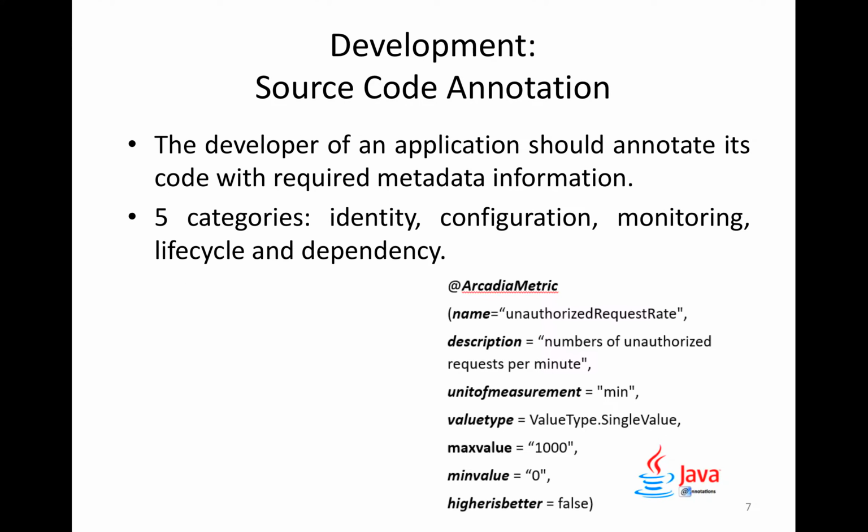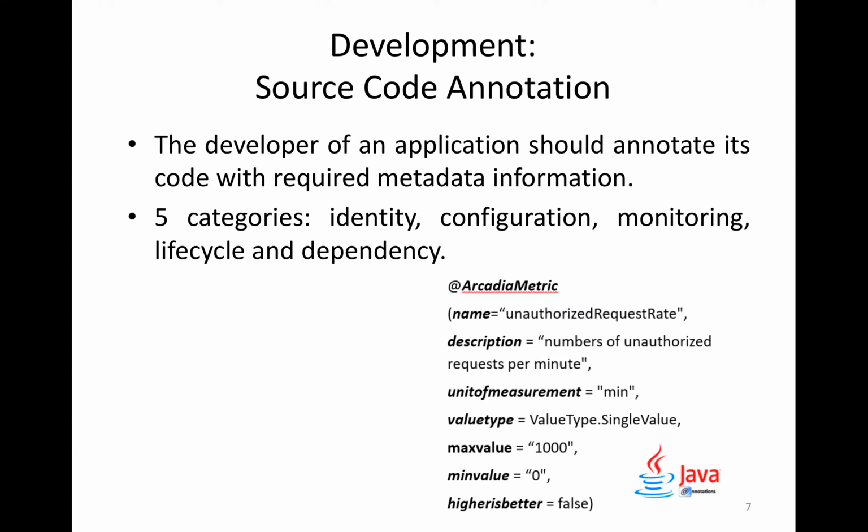So here is how we make it. In the development phase, we use source code annotation. The developer can use source code annotation to encapsulate security-related metadata that will be used later on to support security requirements during runtime. In Arcadia, we support 5 different annotation categories, including identity, configuration, monitoring, lifecycle, and also dependency.